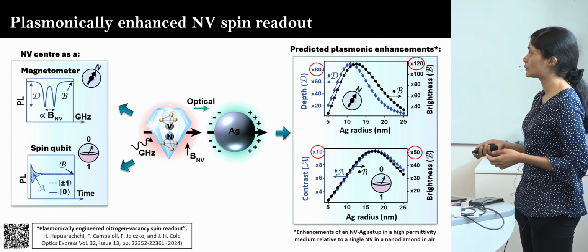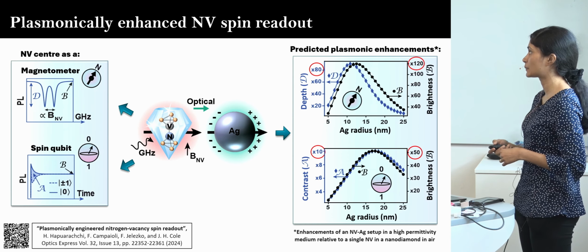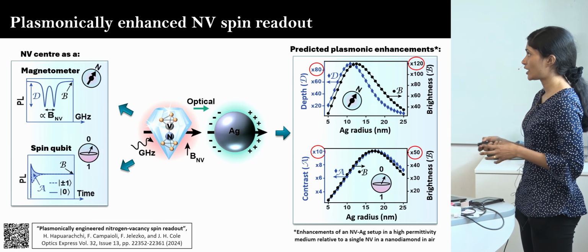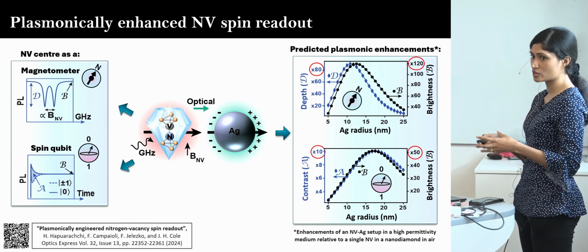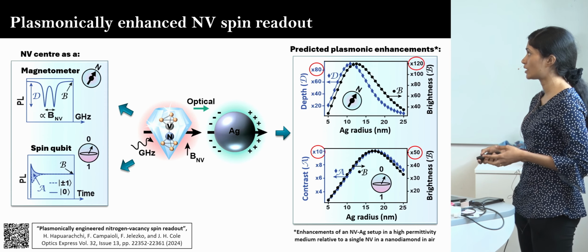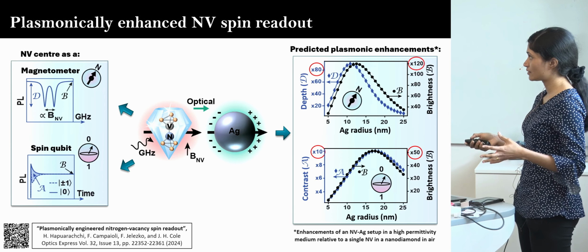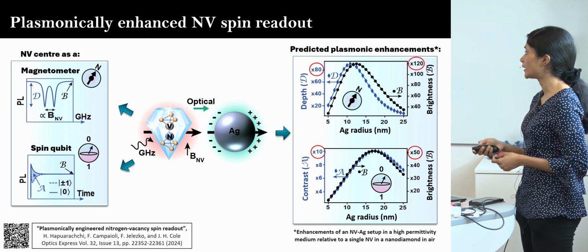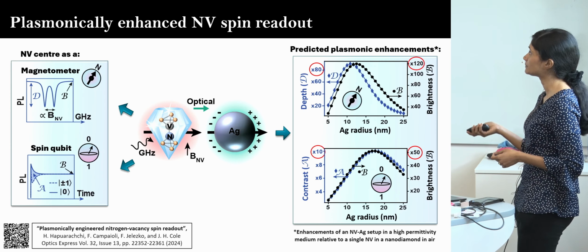And we hope to see what happens when we change the shape of the plasmonic particle as well, because that would allow us to have the resonance in green, which is the preferable region for excitation, without making the permittivity of the surrounding medium so high. And we hope to do that soon.